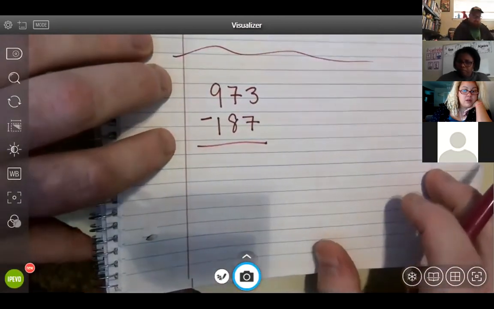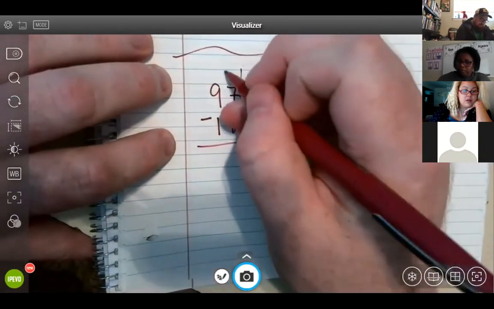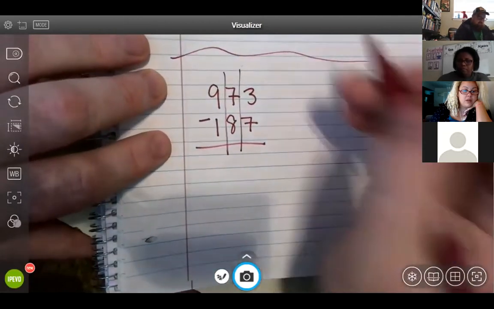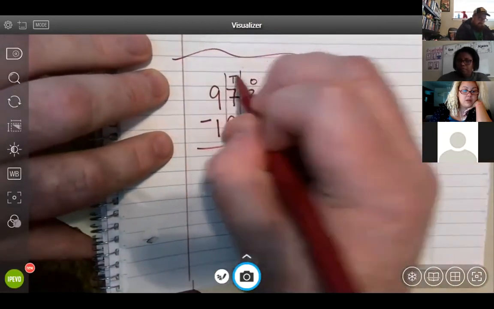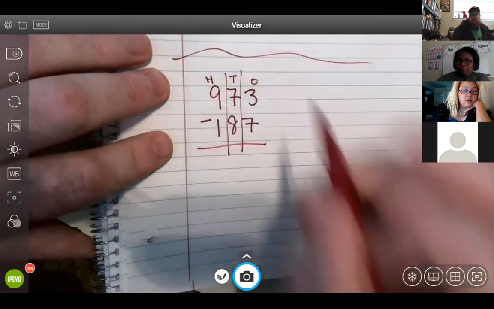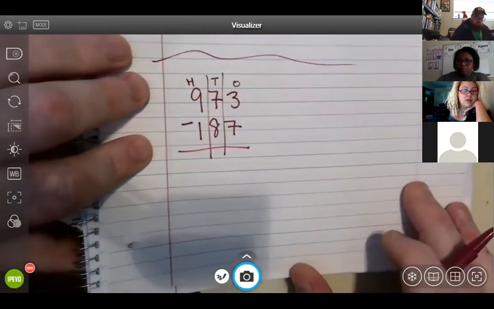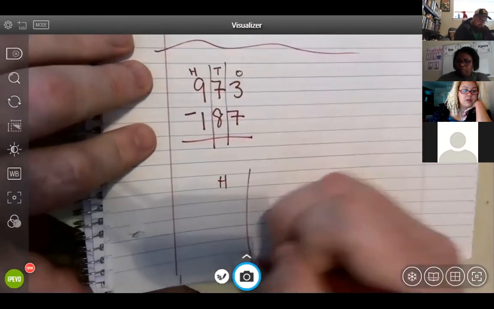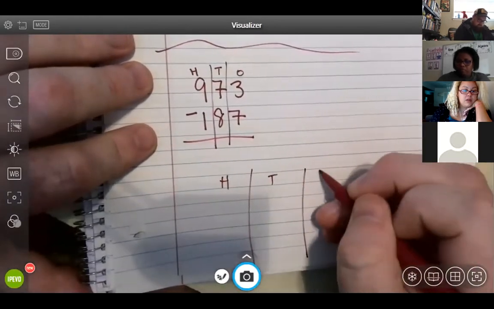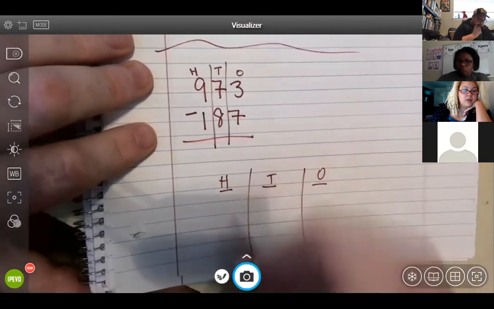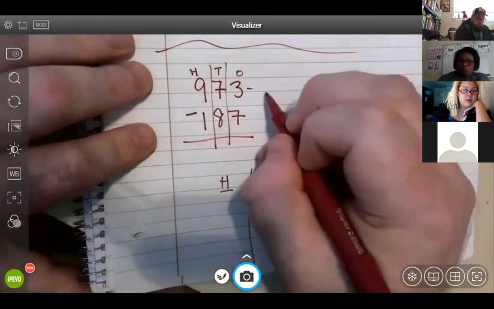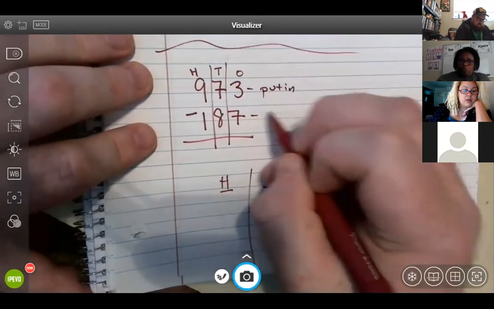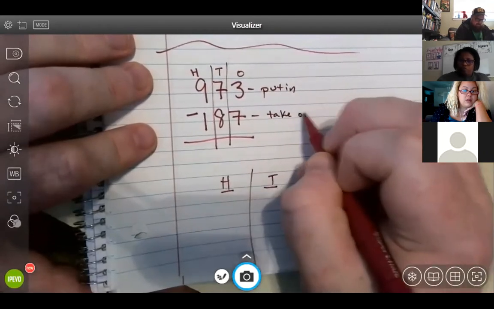Now we're going to subtract this out. Draw your lines to find out how many place values you have. You have a ones, a tens, and a hundreds place. Then we're going to draw it out, just like we've been practicing. Hundreds place, tens place, ones place. The first number we put in, the second number we take out.